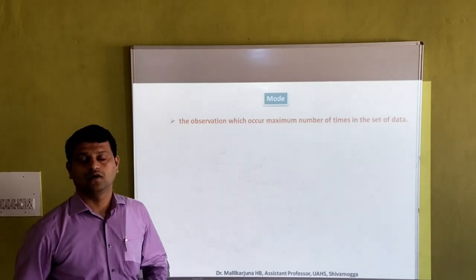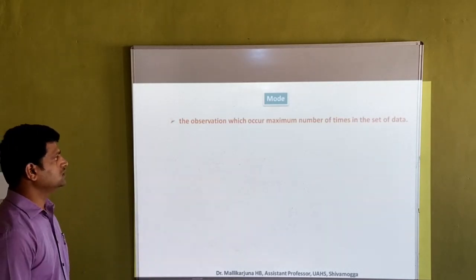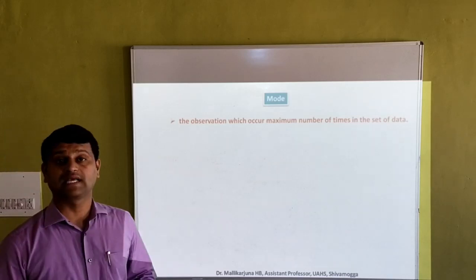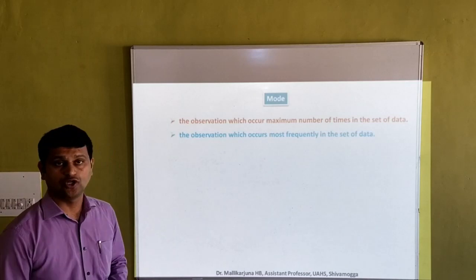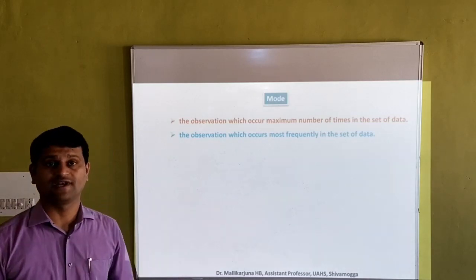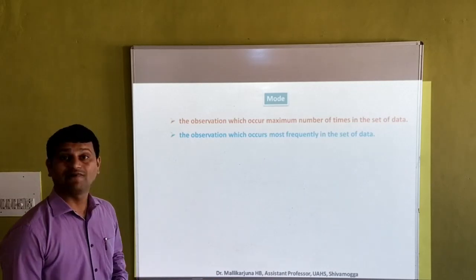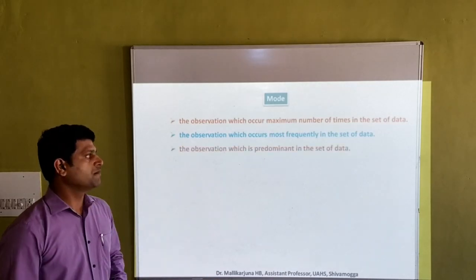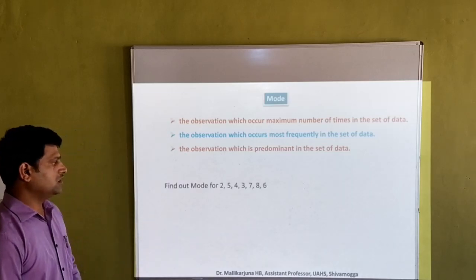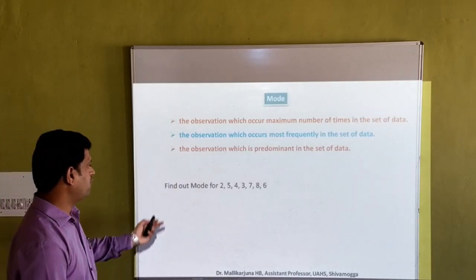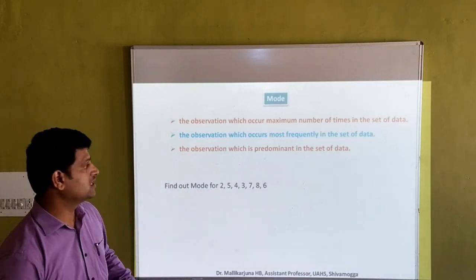Another type of average: mode. Mode is the observation which occurs the maximum number of times in the set of data, or the observation which occurs most frequently in the set of data. It is predominant in the set of data. Right, so I am taking one example. Find out the mode for 2, 5, 4, 3, 7, 8, 6.